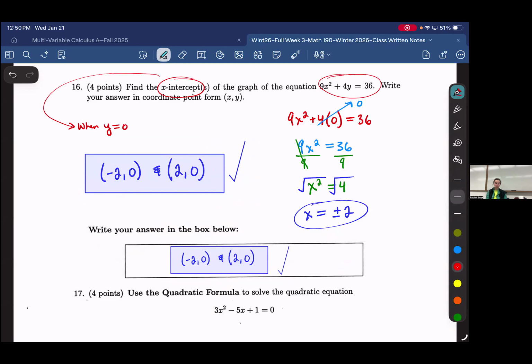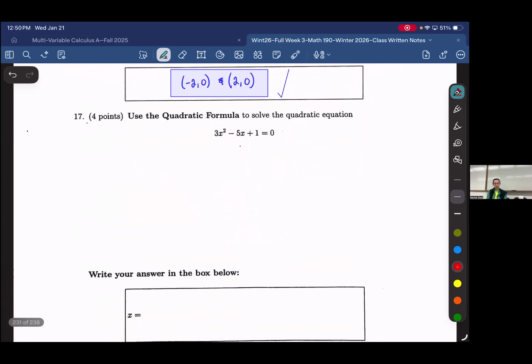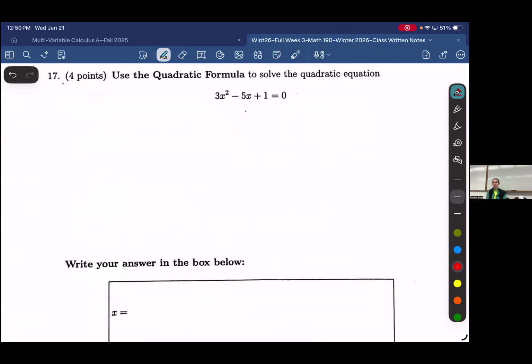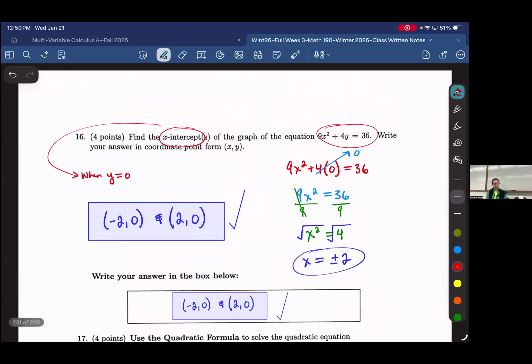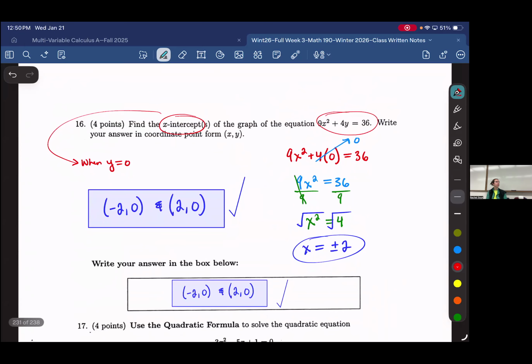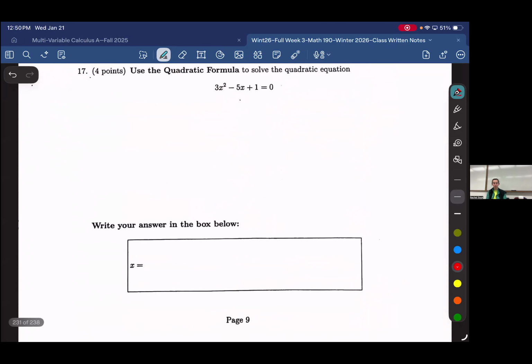Let's move on to question 17, where they're asking us to use the quadratic formula to solve the quadratic equation. Can you go up for a second? Yeah, of course. Yeah, any questions on this one? Okay, good. Okay, cool. Question 17, quadratic formula.